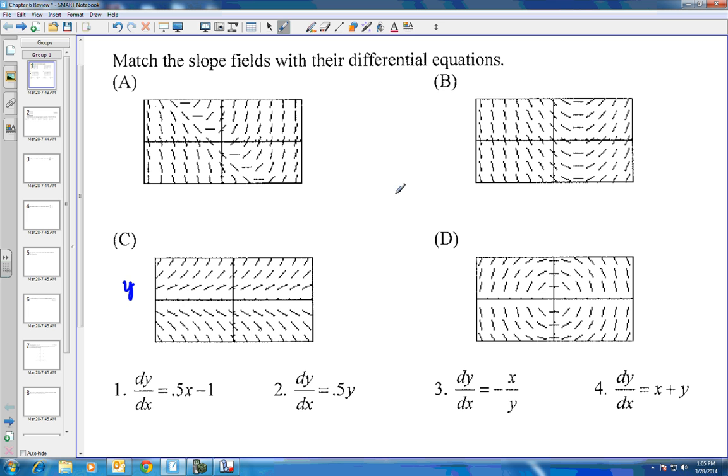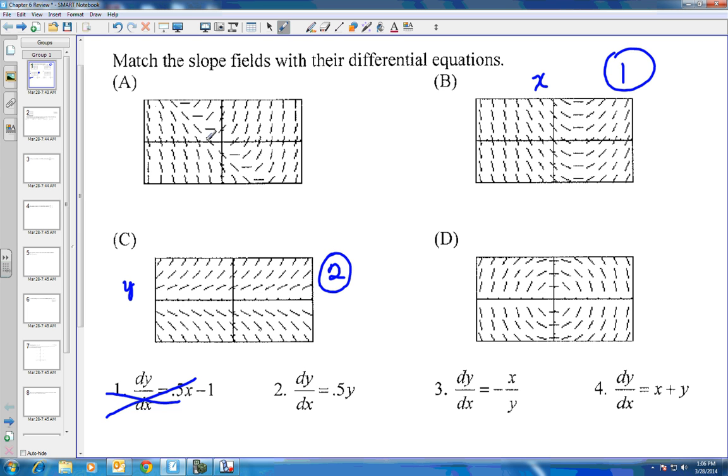Another one I could look at would be like this one, B. My vertical strips, they all have the same slope. So this has to be in terms of X. So I know that graph B could not go with numbers 3 and 4 or number 2, right? So graph B has to go with which one? This has to go with number 1. Okay, so I've used number 1. Which one has to go with number 2? Has to be C. Okay, so this is number 2.